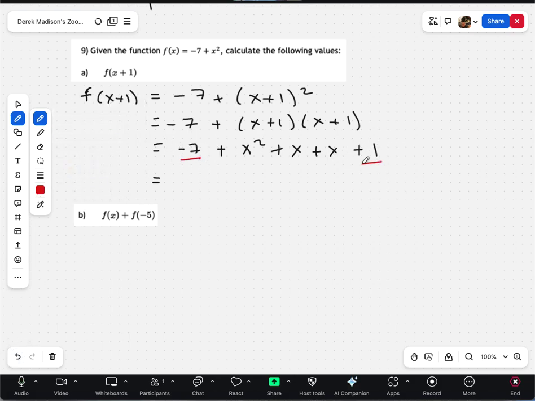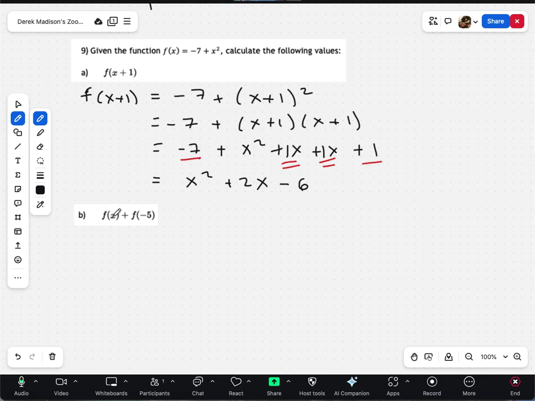I have a negative 7 and a 1 right there. And I have a couple of x's right there that I can combine. So let me do that all in one row here. x squared and plus x. Remember, there's invisible 1's out front. So 1x plus 1x would give me 2 x's. And then minus 7 plus 1 would give me negative 6.